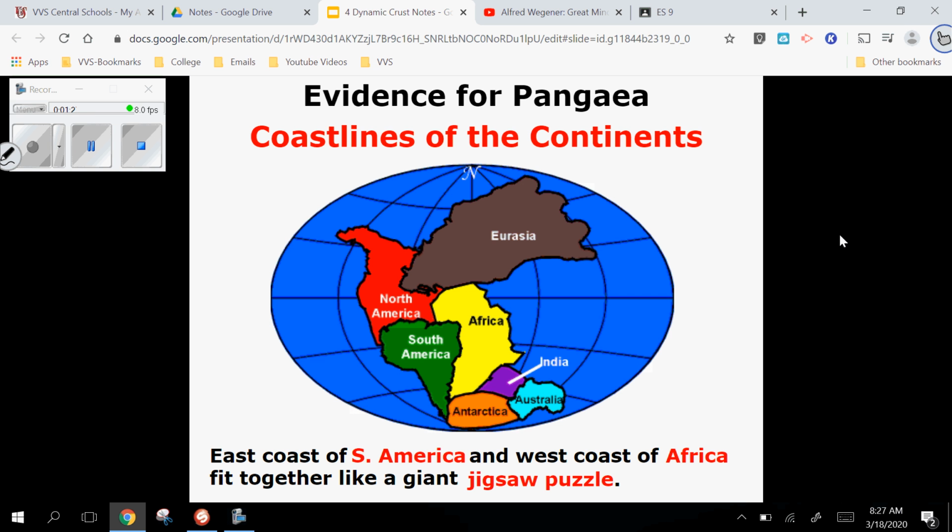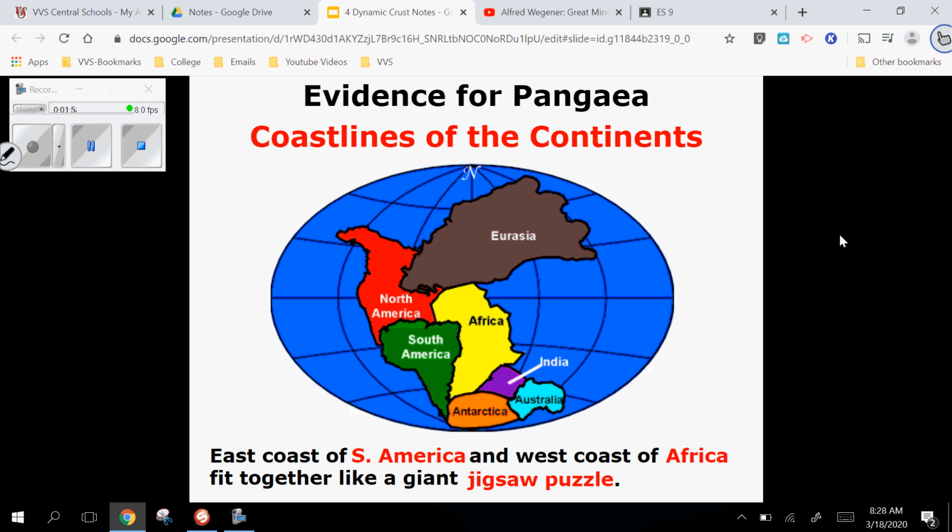And that got him thinking that I wonder if they were together. Were they together? That got him thinking about it, got him studying this. All right? And once he started studying all of this, he started coming up with other evidences to support it. Right? So we have a lot of evidences now to support this theory of Pangaea.